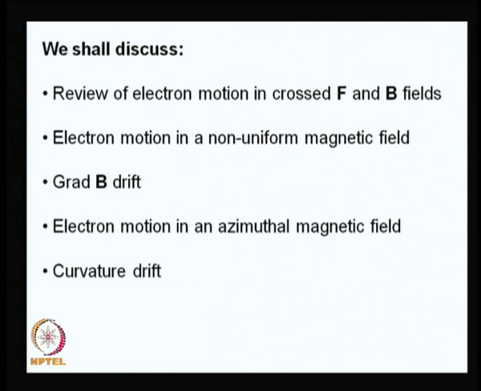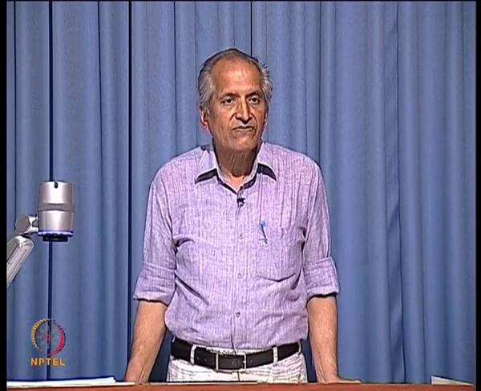Then we'll talk about electron motion in a non-uniform magnetic field with parallel lines of force and introduce the grad B drift. Then we'll go over to discuss the electron motion in an azimuthal magnetic field and introduce a quantity called curvature drift. And then, if time permits, I'll discuss some relevance of these drifts.